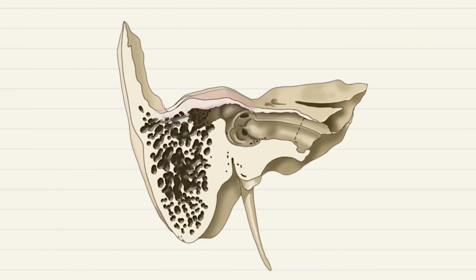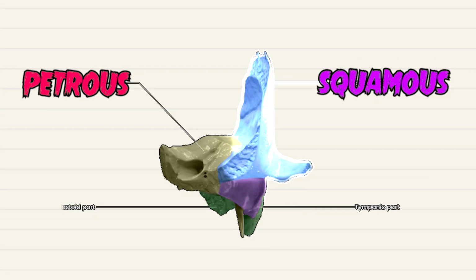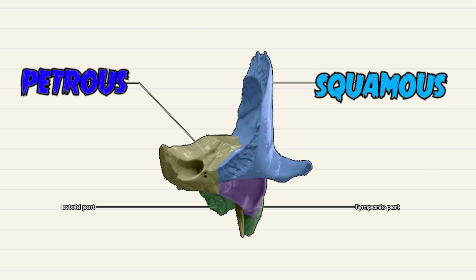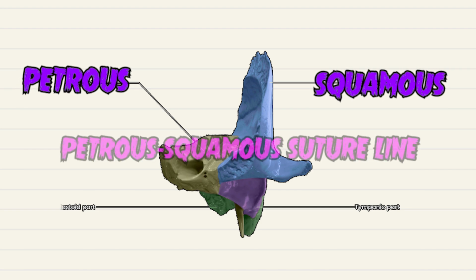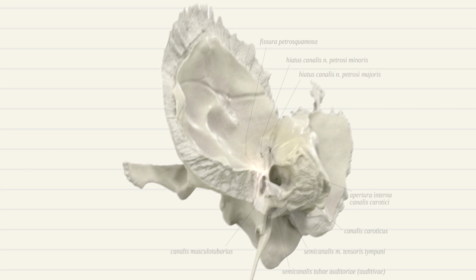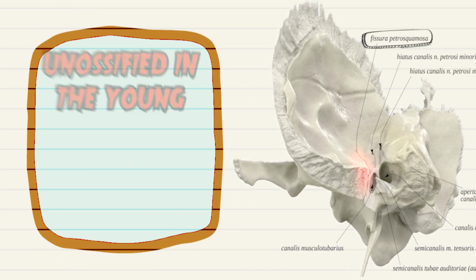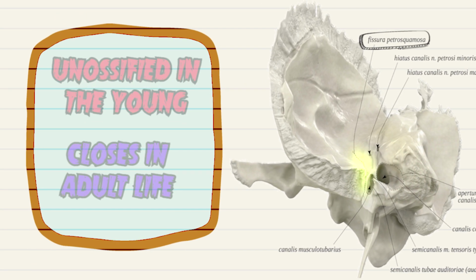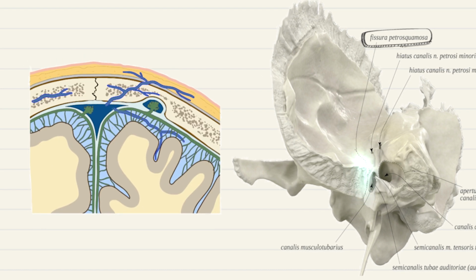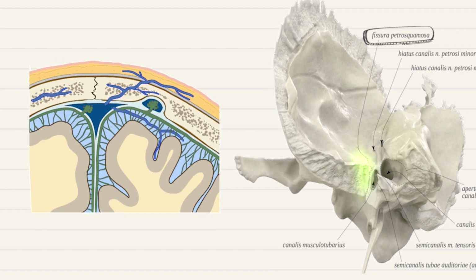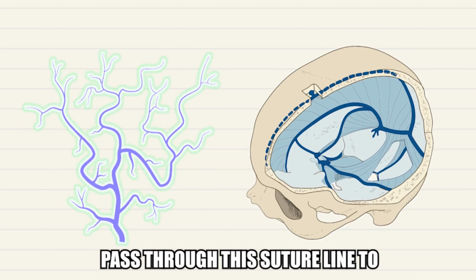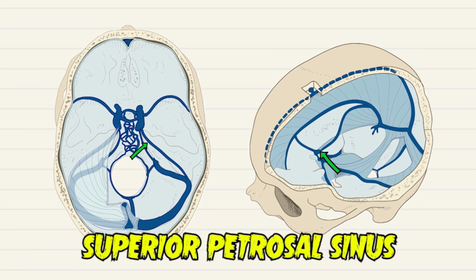Extends posteriorly to form the roof of the aditus and antrum, formed from both the petrous and squamous portions of the temporal bone, with a suture line in between known as the petrosquamous suture line. Petrosquamous suture line, unossified in the young and closes in adult life, provides a route of access for infection into the extradural space in children. Veins from the tympanic cavity pass through this suture line to the superior petrosal sinus.